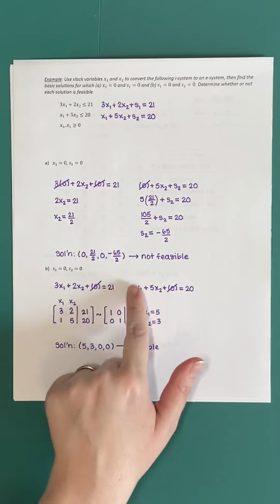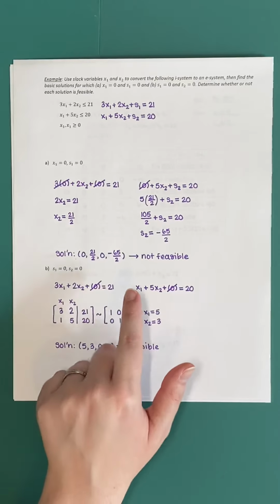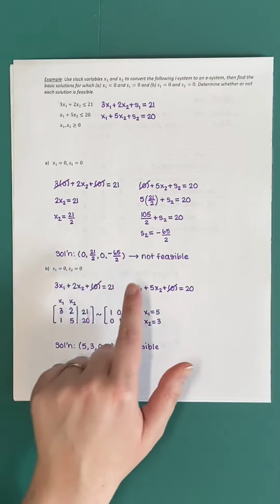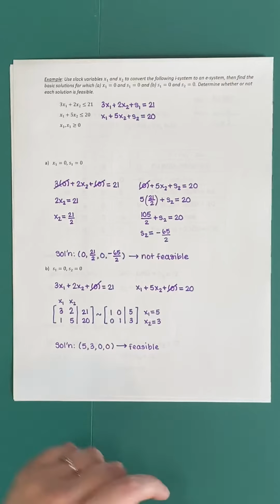Also, if I were to take this equation and multiply it by -3, we would now have 3x1 here and negative 3x1 here. I could add those two equations together, and that would also allow me to solve. So that's another option as well.